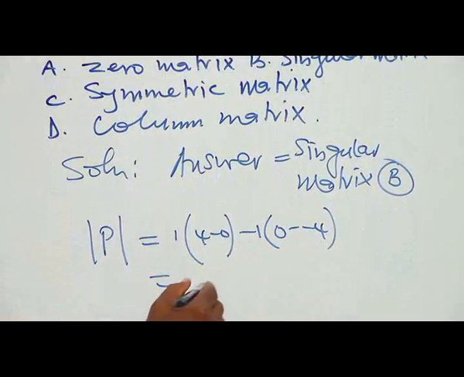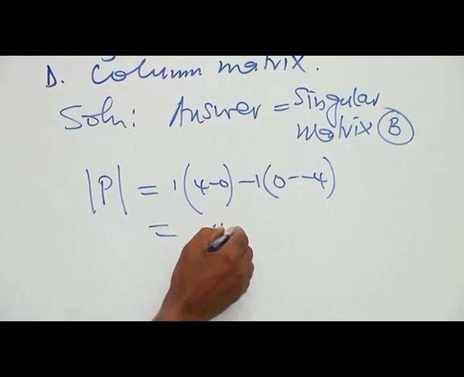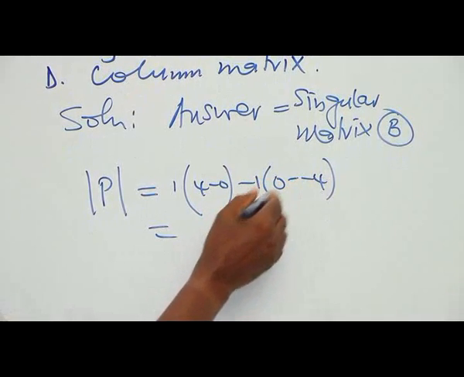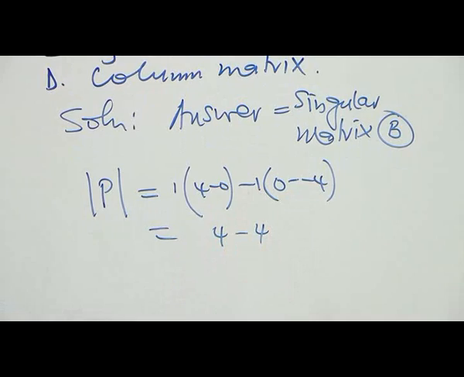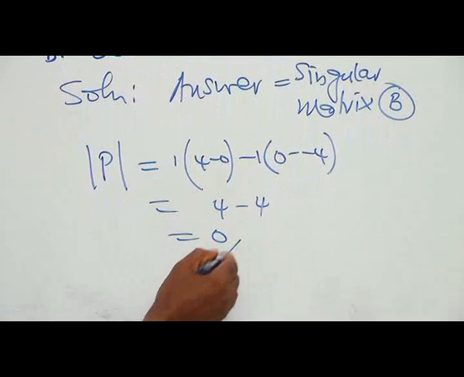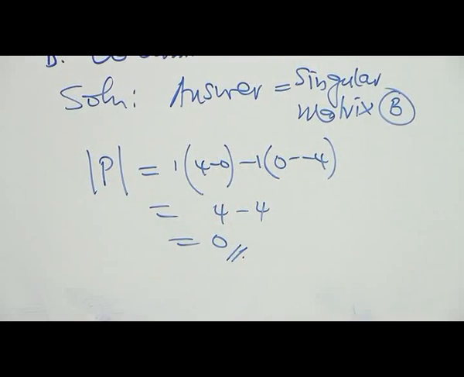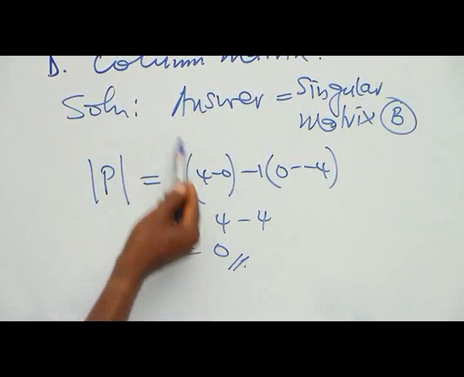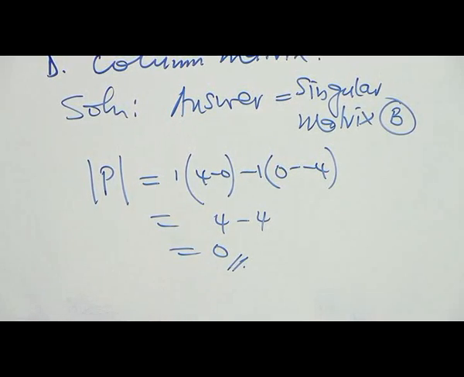The result of this is equal to 4, and then minus, this is plus now, and that is minus 4. The value is equal to 0. And when the determinant is equal to 0, the type of matrix is called a singular matrix.